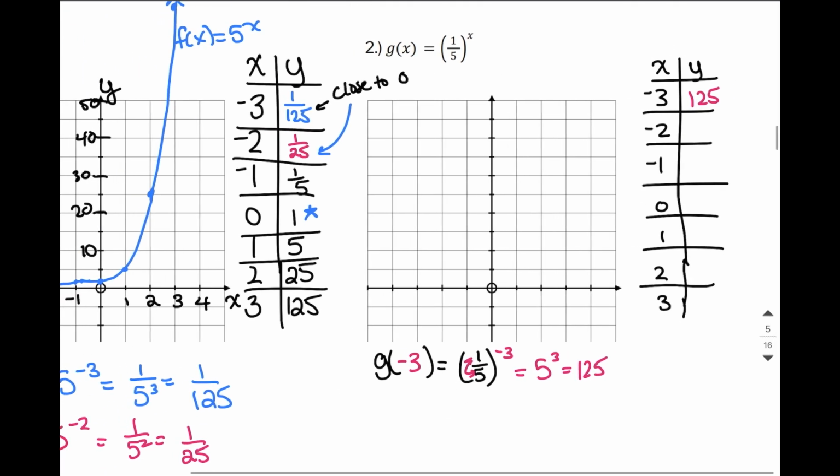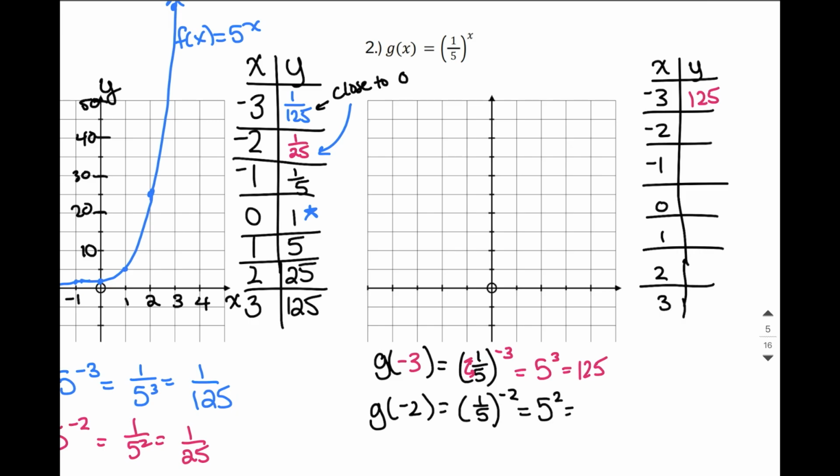If I wanted to do g of -2, then I would do 1 over 5 to the power of -2, which again, flip that base, I get 5 to the power of +2, which gives me 25. Just like we did before, pause, continue the rest of this chart, and then come back and see how you did.